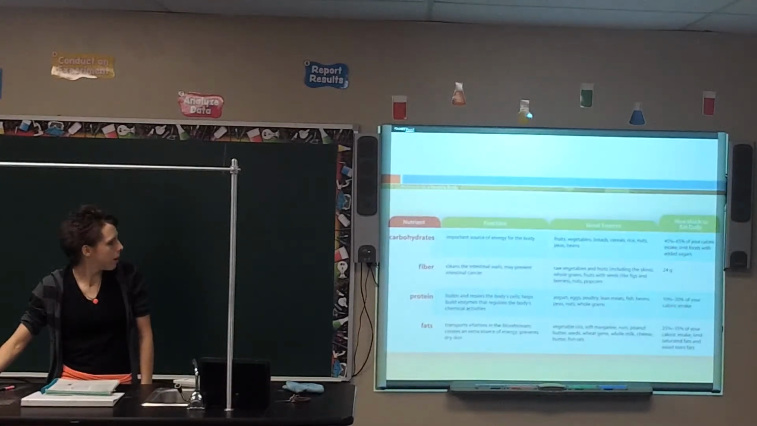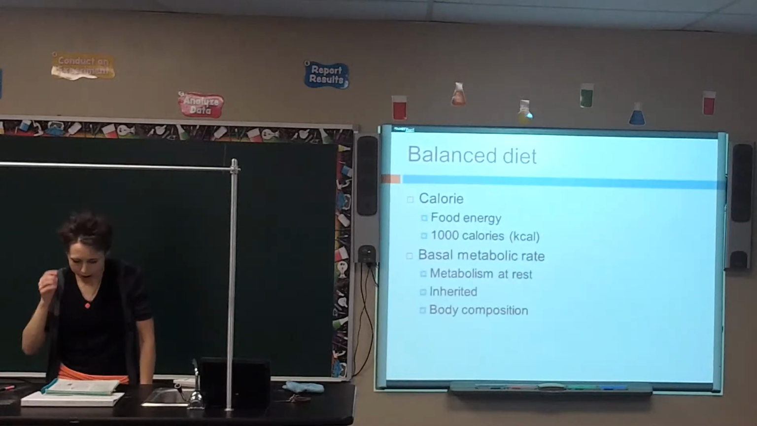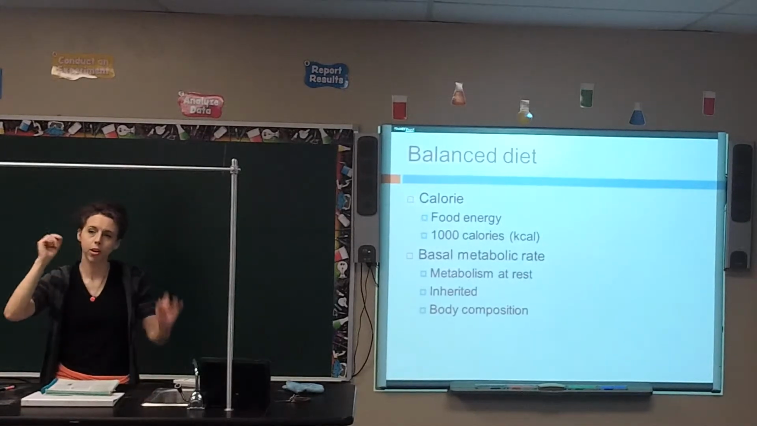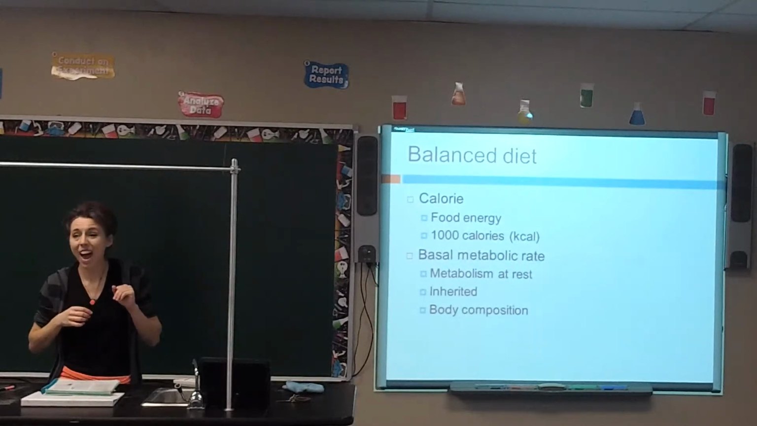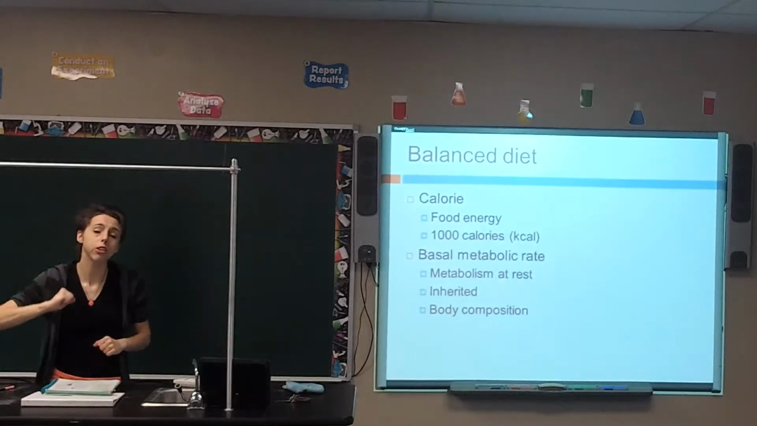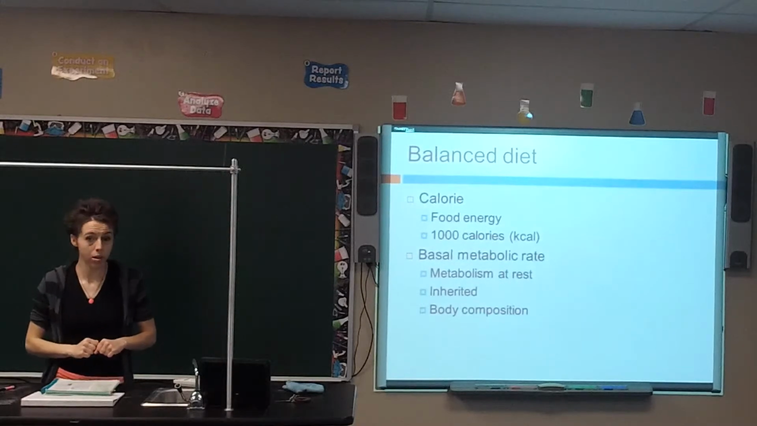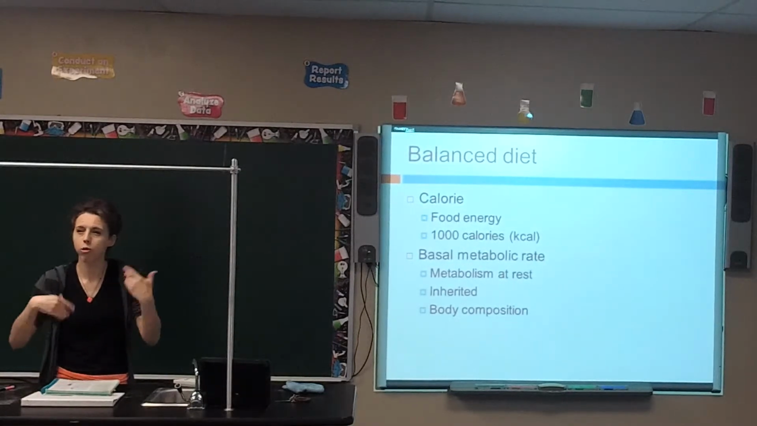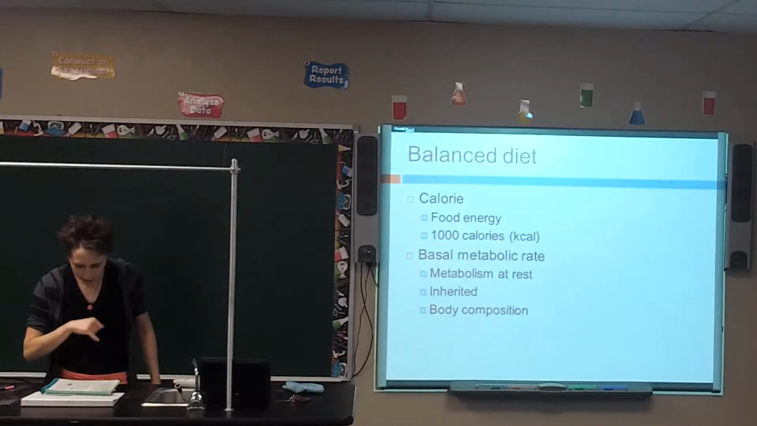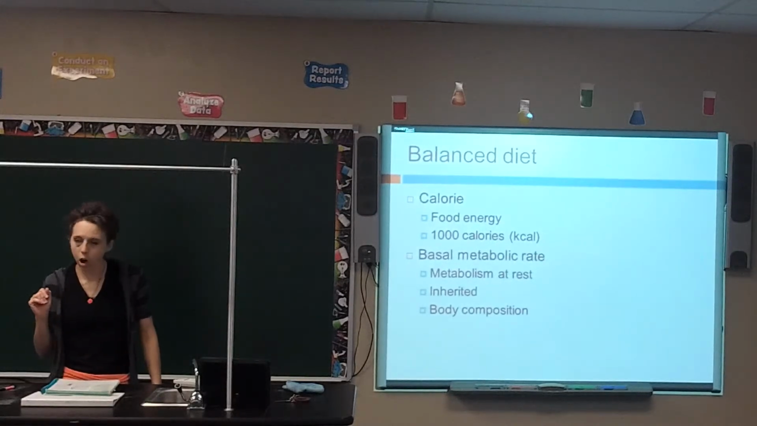Oops, wrong direction. Alright, a balanced diet. Your book starts switching gears a little bit. The first thing the book talks about is the Calorie with a capital C. This is different from calorie with lowercase c. A Calorie is an example of food energy. This is how we measure it typically. So food energy is usually measured with a unit called a Calorie.